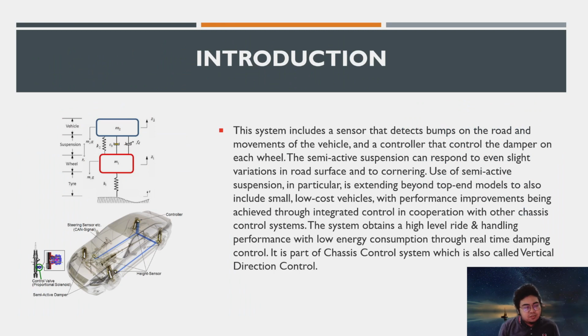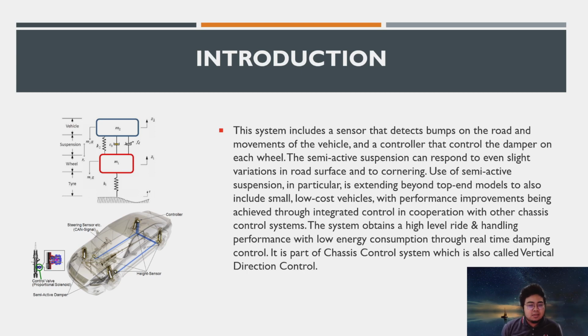So the introduction for our assignment is this. The system includes a sensor that detects bumps on the road and movement of the vehicle, and a controller that controls the damper on each wheel. The semi-active suspension can respond to even slight variations in road surface and to cornering.